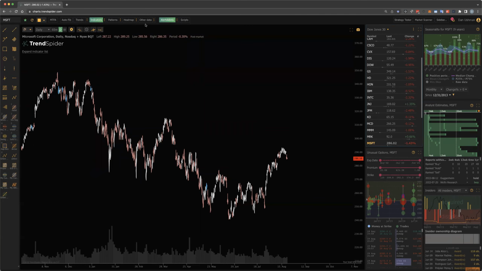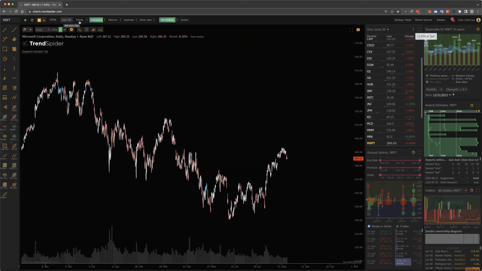And then along the top, you have the main toolbar, which is where a lot of the cool functions in the platform live. And then on the right side, you have your sidebar. And the sidebar is really, really important, and we'll touch on that a fair amount. So starting along the top, you have a bunch of buttons here that do different things. First one's called MTFA, which stands for multi-time frame analysis. I'll get to that one in a little bit.